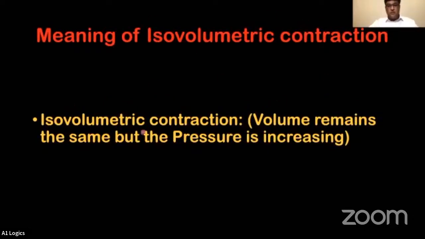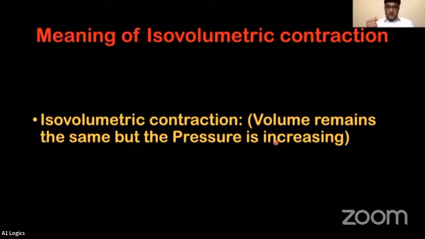Whenever we say isovolumetric contraction, it means what? Isovolume contraction. So the volume remains the same, but the pressure increases, because this is the time where the atrial systole is finished, and the whole blood has gone into the left ventricle. Now the pressure increases in the left ventricle, the AV valve closes, right? At this point of time, all the valves are closed. The AV valves are closed, the semilunar valves are closed. There is no blood going out or coming in. So the volume remains the same, only the pressure has to increase.